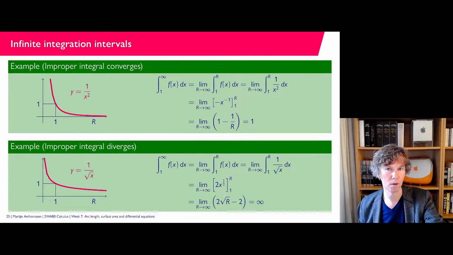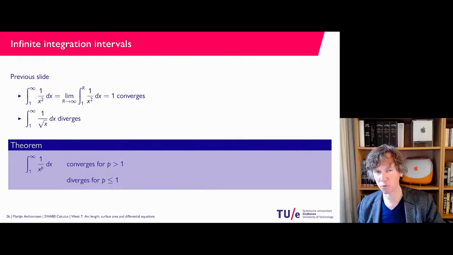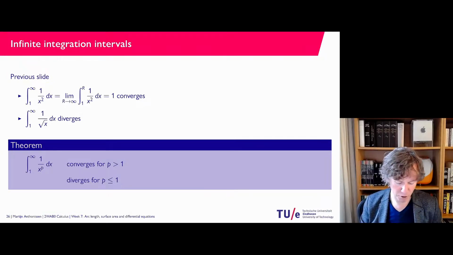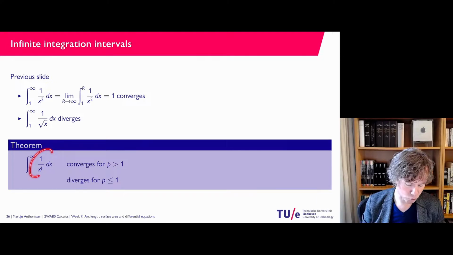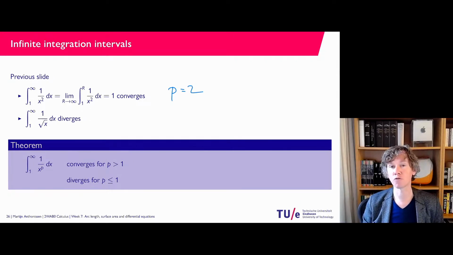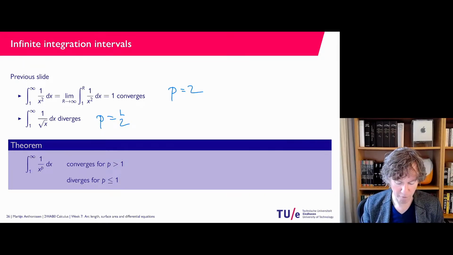Now, since integrands of this type, x to a certain power or 1 over x to a certain power, occur frequently, we can kind of generalize what we have just seen. If you have the integrand of 1 over x to the power p, with p some number, it will converge for p bigger than 1. For instance, here, this is the situation where p equals 2. And it will diverge for p equals 1 or less. And here, the other example is p equals 1/2.